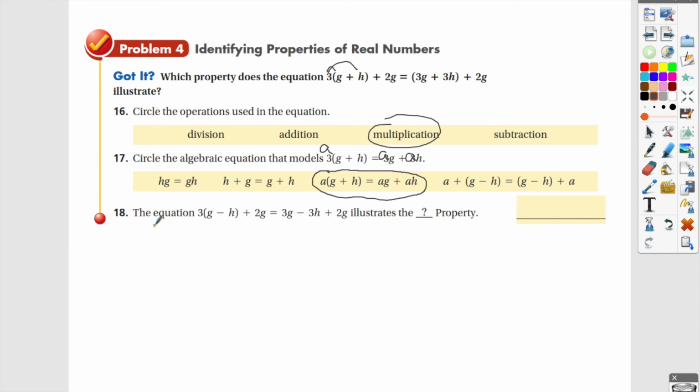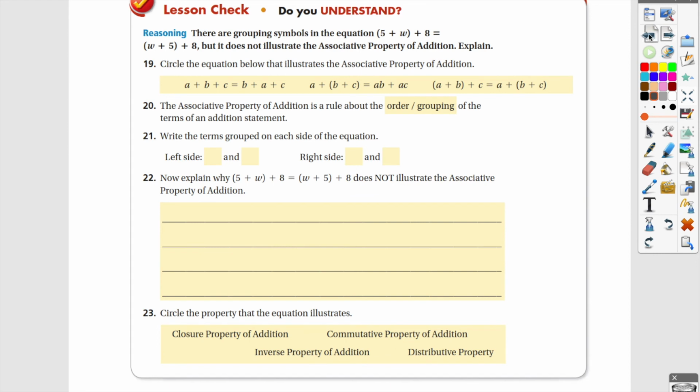Question number 18, the equation shown here illustrates the distributive property. And we have finally made it to the lesson check. All right, it's the last little bit, so let's get going through it. There are grouping symbols, which is a way of saying parentheses, or you might also see brackets. Both of these are considered grouping symbols.